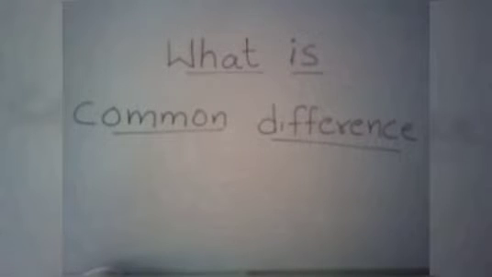What is common difference? The fixed number which is obtained by subtracting any term of an AP from its next term is called the common difference. If we take the first term of an AP as a and the common difference as d, then the nth term of that AP will be a_n equal to a plus (n minus 1) into d. We will take some examples.